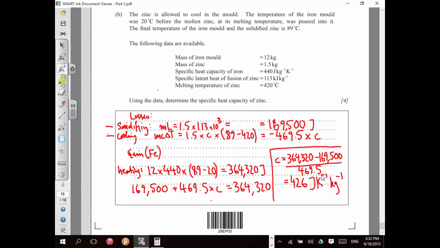So that's how we work out the specific heat capacity of the zinc, and that's worth 4 marks, justifiably. There's a lot of scope for getting the signs confused, but you need to use a bit of common sense. Both of these two things here are losses. This is the only gain, and so if we add up those two quantities, then we should end up with this quantity. Okay, I hope that's clear. Let me know if you have any questions.